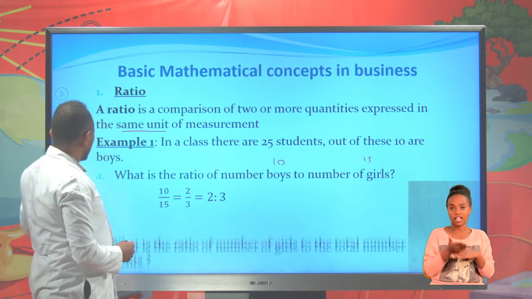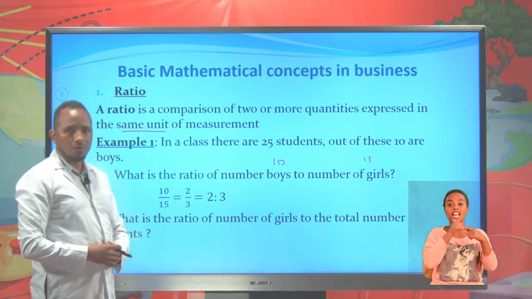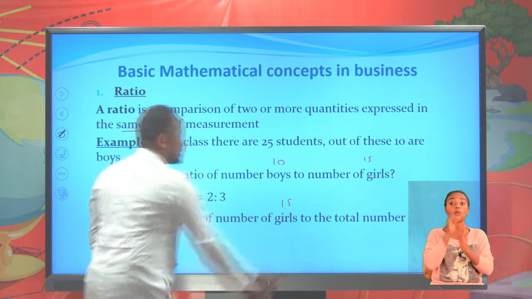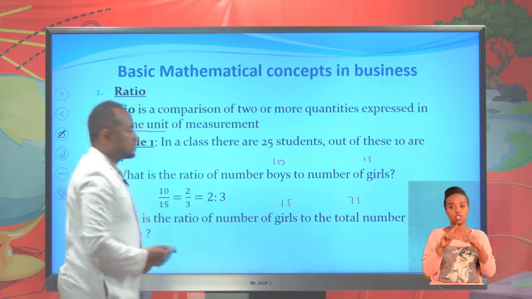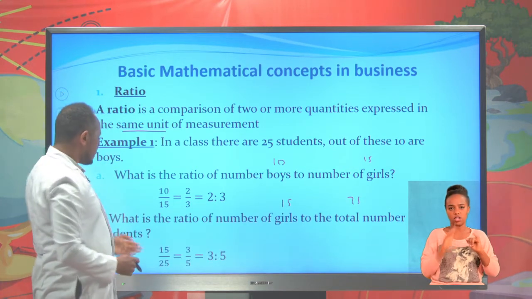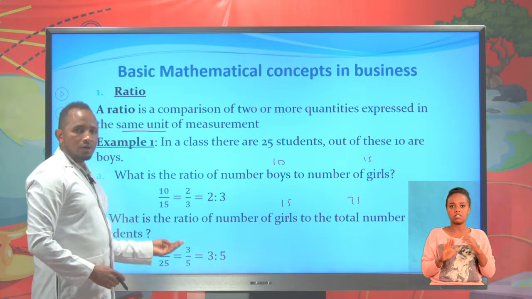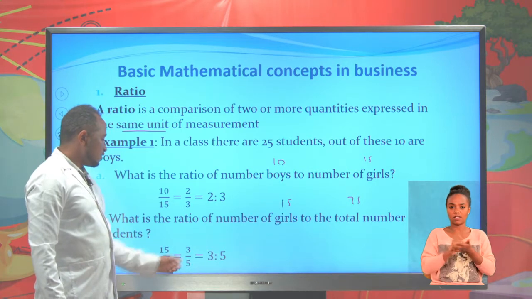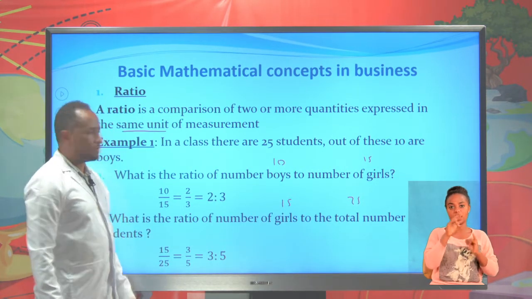Next, what is the ratio of the number of girls to the total number of students? The number of girls is 15, and the total number of students is 25. So the ratio is 15/25. Simplifying this, or writing it in lowest terms, you will have 3/5. Therefore, it will be 3:5.